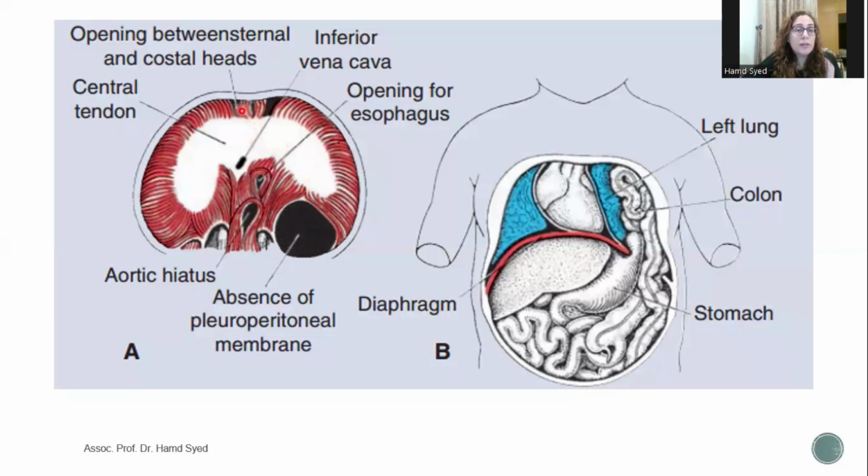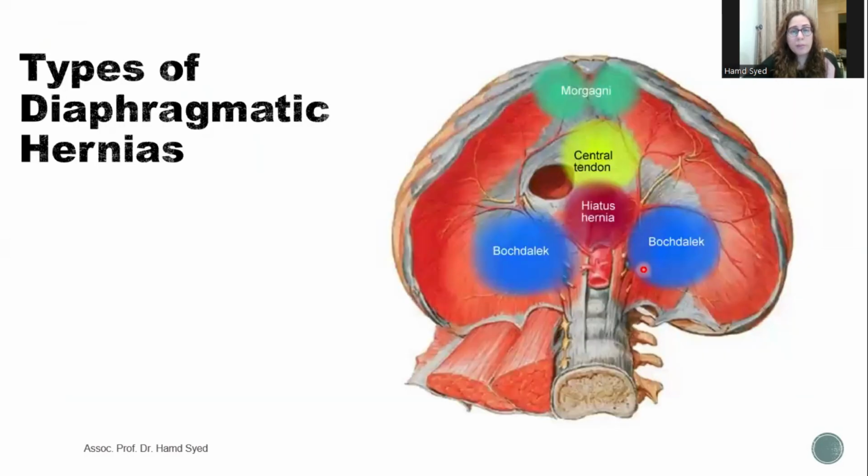But over here is Morgagni's defect, the less common one, the parasternal hernia, which occurs between the sternal and costal heads of the diaphragm, and it is in the anterior portion of the diaphragm, as you can see. And over here, this is a diagram showing us the diaphragmatic hernia, which was the hernia of Bochdalek. And this differentiates all of those hernias.